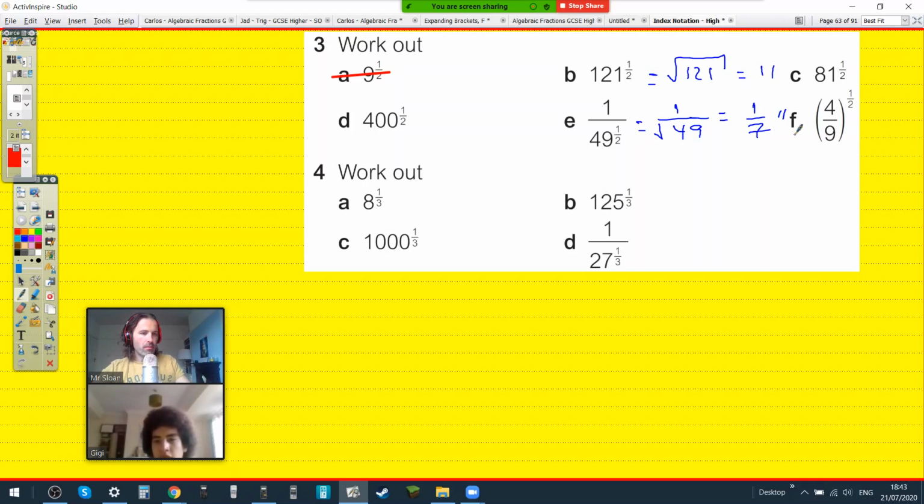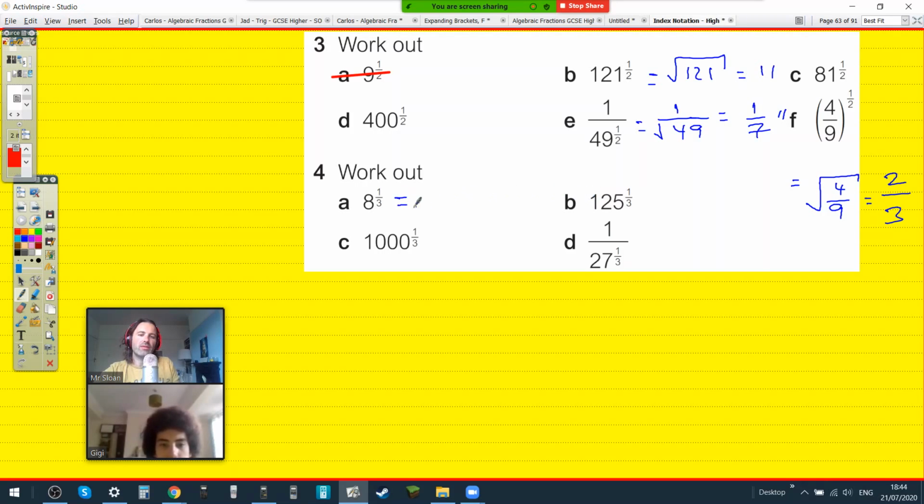How about F? It would be root 4 over 9. Yep. And so what is that? Square root 4, square root 9? Square root 4 is 2, square root 9 is 3. Yep. 2 over 3. 2 over 3 times 2 over 3 gives you 4 over 9.